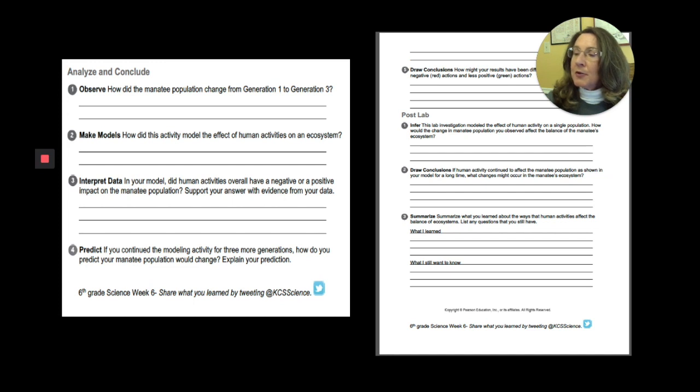To answer question 4, you need to see if you can identify and think about any pattern that you may have observed in your data and predict what would happen in the future if that pattern didn't change. And question 5 asks you to think about the impact of red and green actions on the manatee population. Why is it important for humans to take measures to protect endangered species?